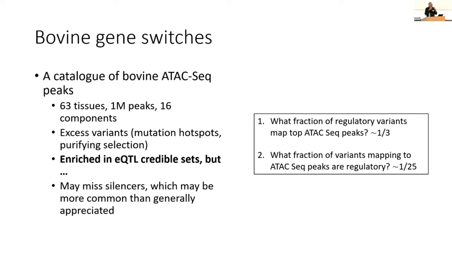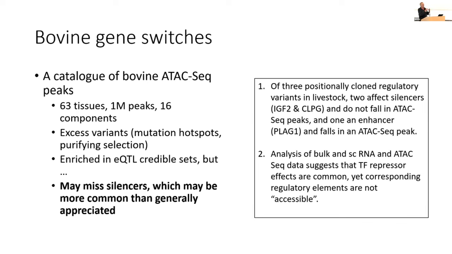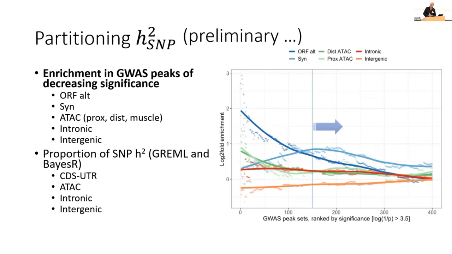So it's possible, for instance, that silencers cannot be detected using the standard chromatin assays. And so we have data that we can't publish because nobody believes it, but we have data from single cell RNA sequencing that actually point towards the fact that repressor effects are very common, in this case in the retina. So I think that there's a whole thing about silencers that may be interesting to go into.